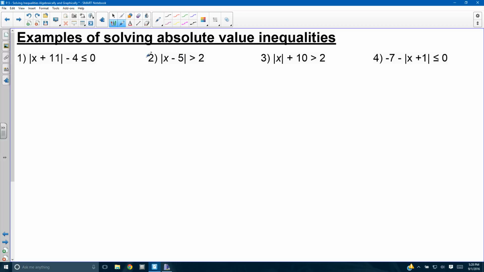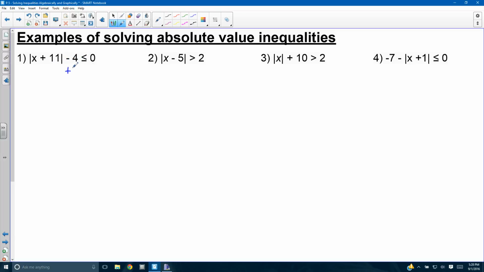So I got 4 examples for you. Let's go ahead and do them. Starting with number 1, the absolute value of x plus 11 minus 4 is less than or equal to 0. Okay, the first thing that I did not say for this kind of thing, and this problem's probably harder than number 2, is that you must isolate your absolute value inequality before you make any such statement. That's true for equations as well. You have to isolate it first before you make any claims.